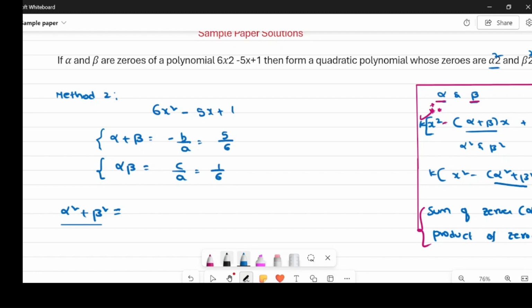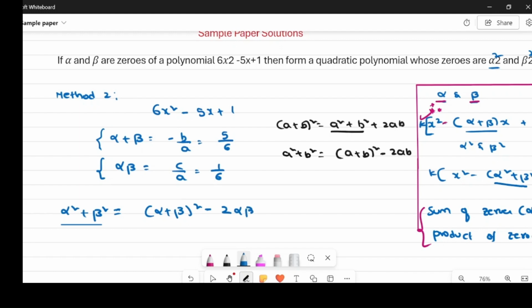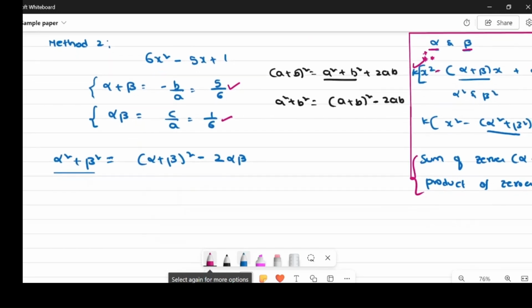Now in fact this is in the form of a square plus b square. We know that a plus b whole square is equal to a square plus b square plus 2ab, or a square plus 2ab plus b square. If we want a square plus b square, we can transpose 2ab to the other side, and we will have a plus b whole square minus 2ab. Same thing, in place of a and b, we have alpha and beta. So we can write alpha square plus beta square as alpha plus beta whole square minus 2 alpha beta. We have the value of alpha plus beta as 5 by 6, and alpha beta is 1 by 6.